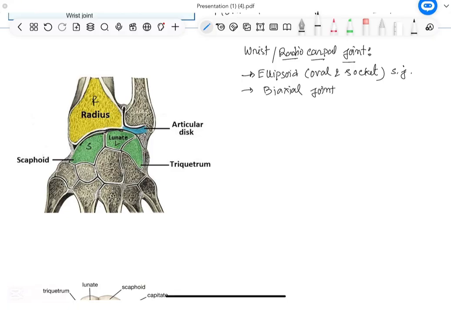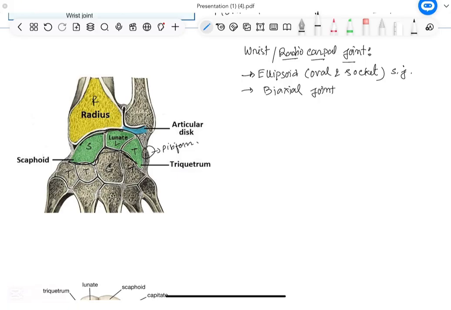Now if we look at the carpals, we know scaphoid, lunate, then triquetral. Over the triquetral there is one more bone, the pisiform. And in the distal row, trapezium, trapezoid, capitate and hamate. In between the carpals there are also joints, called intercarpal joints. When the radiocarpal joint and the intercarpal or midcarpal joint unite, we call it the wrist joint complex.